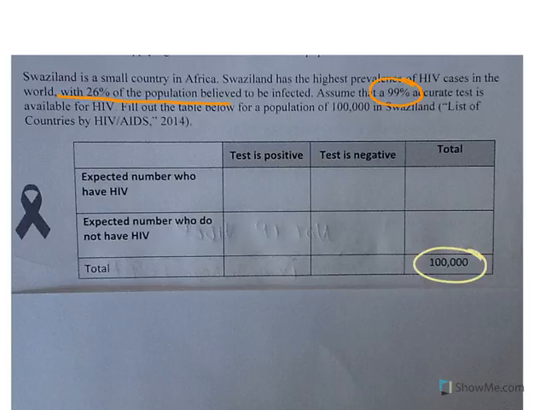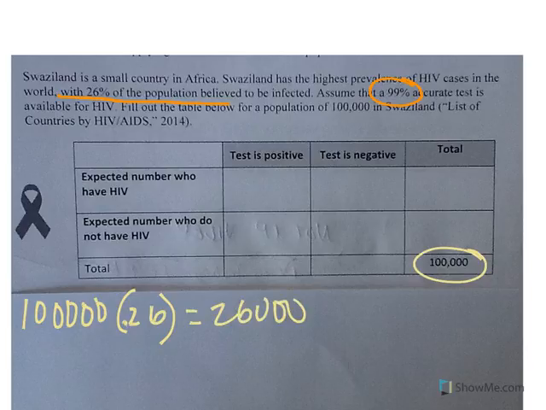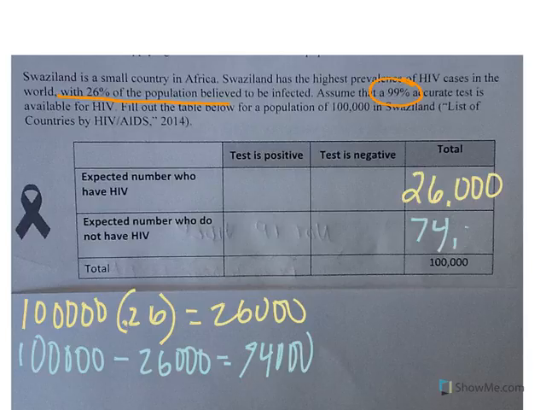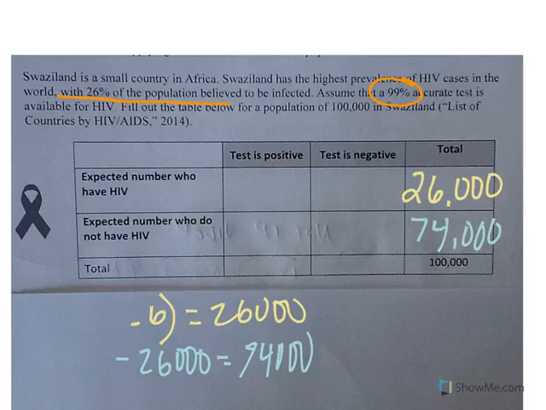So it's a little bit different that 26% of the population has it. If I have 100,000 people, 26% of them, "of" means multiply, has the disease. So when I take 26% of 100,000, that's 26,000. That's how many people are expected to have HIV in Swaziland. Now, if I've got 100,000 people total and 26,000 have the disease, then 74,000 don't, right? Because together they have to add up to 100,000. Okay, so that makes sense. Let's get rid of that math to clear up my workspace.